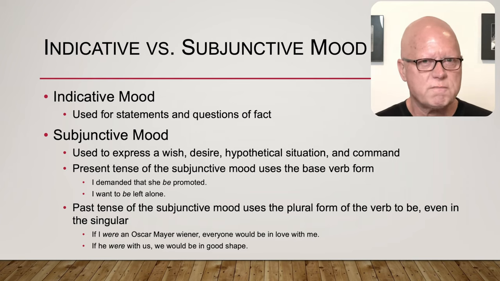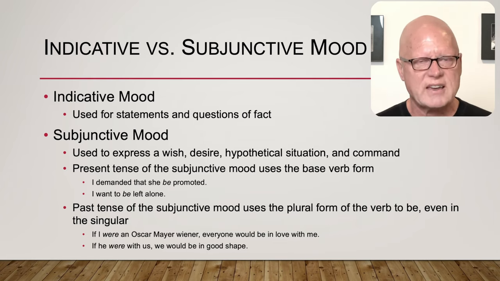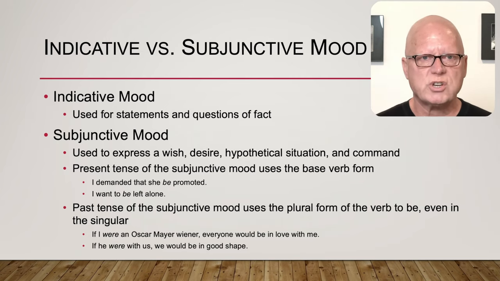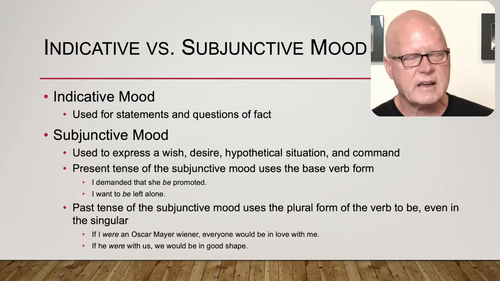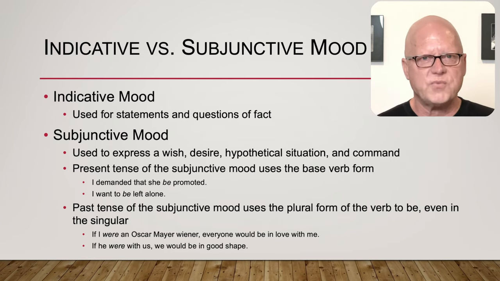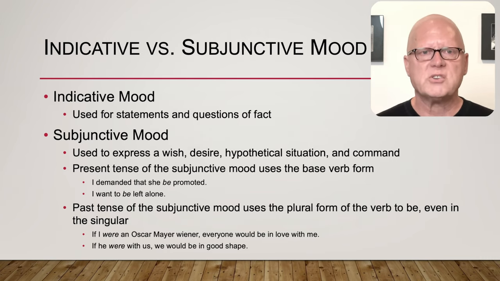And subjunctive mood requires the use of what you and I might think of as non-standard conjugations of verbs. For example, I demanded that she be promoted. Normally we would say she is promoted, but here in the subjunctive mood, we'd use the base form of that verb, to be. And I chose the word base verb rather than infinitive verb because technically the infinitive form of a verb begins with the preposition to. To be is the infinitive form, be is the base form.